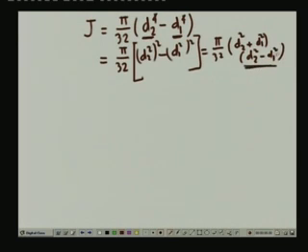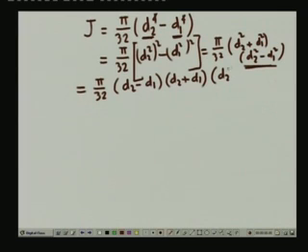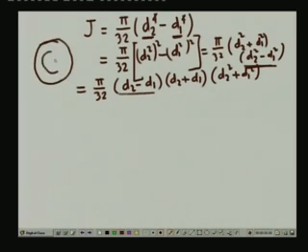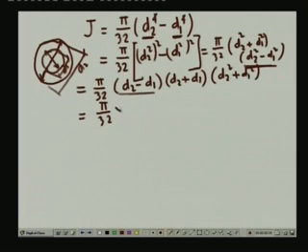Further, d2 square minus d1 square can be split, and we can write this as π by 32 times (d2 minus d1) times (d2 plus d1) times (d2 square plus d1 square). Now, d2 minus d1: when we have the tubular form, the outer diameter is d2 and the inner diameter is d1. From d2, if we subtract d1, we are left with two thicknesses. So we can write this as twice t, where t is the thickness of the tube.